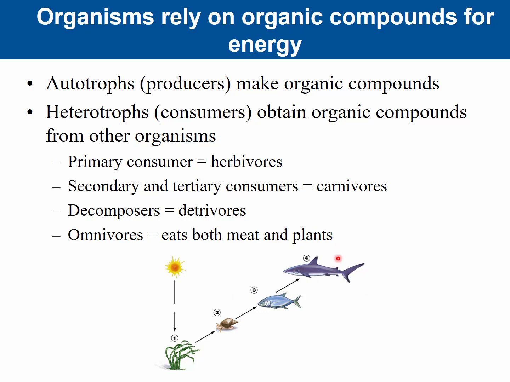This level here, this would be a tertiary consumer, and tertiary consumers eat secondary consumers. And so these two groups are carnivores. They eat other animals. And then when these organisms die off, then we have decomposers, which are going to break them down. And detritivores are a type of decomposer that feed on dead, cast-off materials that most other organisms don't want to consume. An omnivore is an organism that eats both plants and meat. So as long as you're not a vegetarian, you would be considered an omnivore.